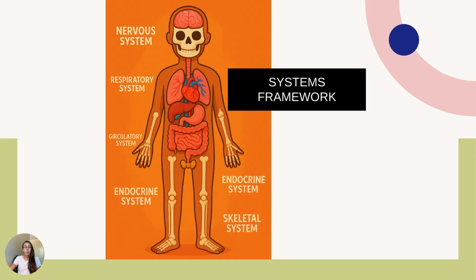So, first off, let's start with the systems framework. It's exactly how it sounds. It's about creating different buckets or systems that can cause different diseases based on the presentation. So, we think about the respiratory system, nervous system, endocrine system, skeletal system, etc.